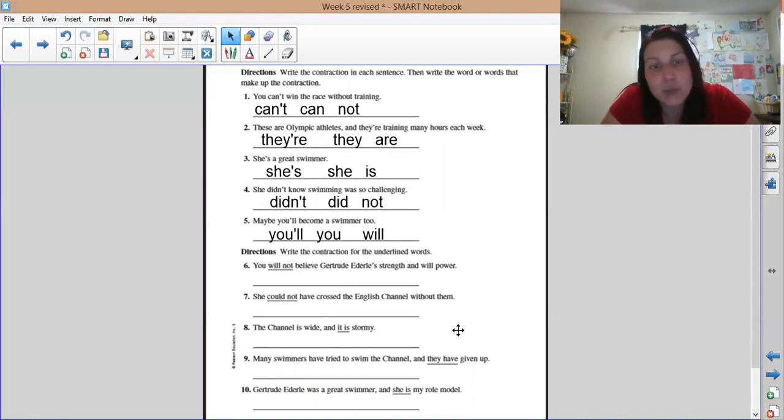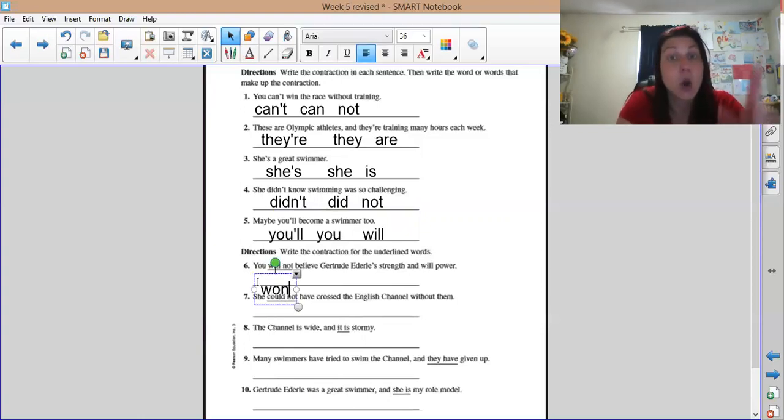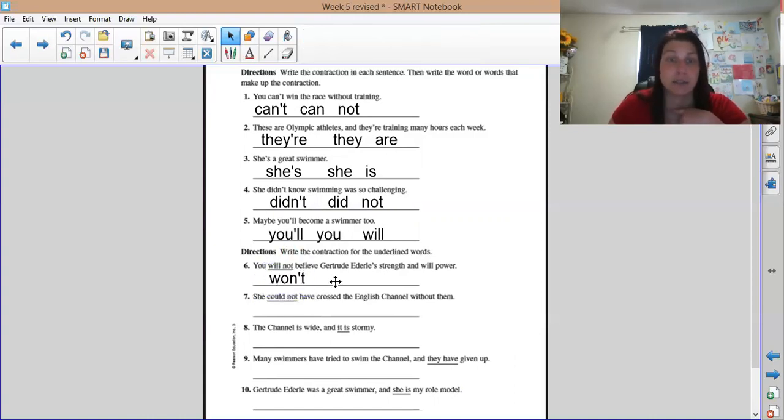All right, you will not believe Gertrude Ederle's strength and willpower. Well, she was a very determined woman. First one to swim across that English Channel, right? So let's take will and not and put it together. It is not willn't. It's not a word. Don't want to hear you say it. So it is won't. And you just have to write the contraction. You do not have to write the full sentence. If you want to, you can. I know you're not going to. Trust me. I know you guys.